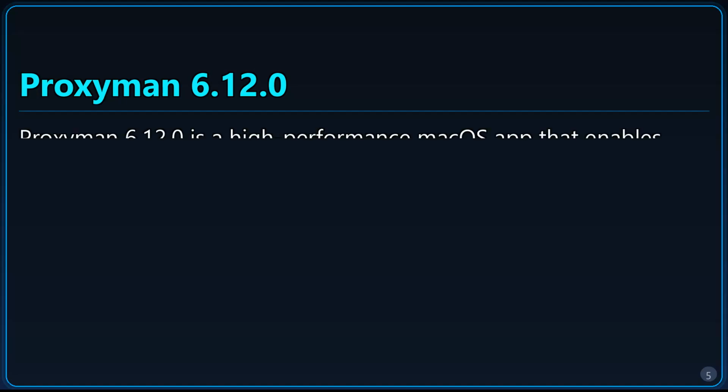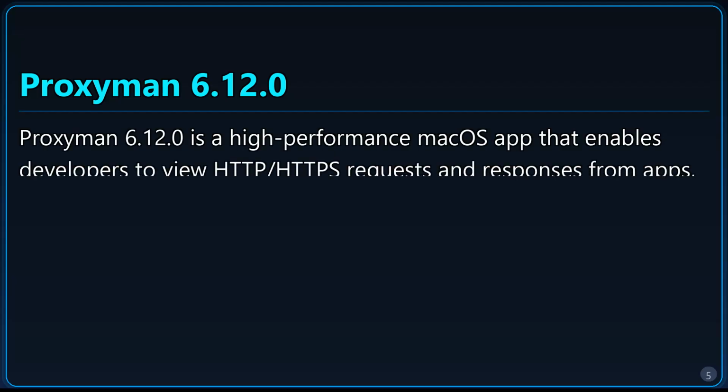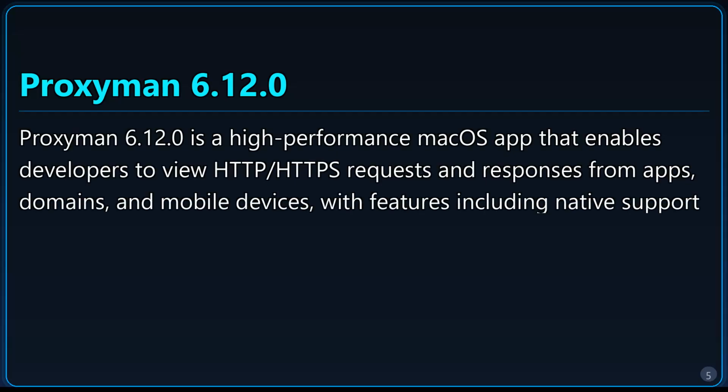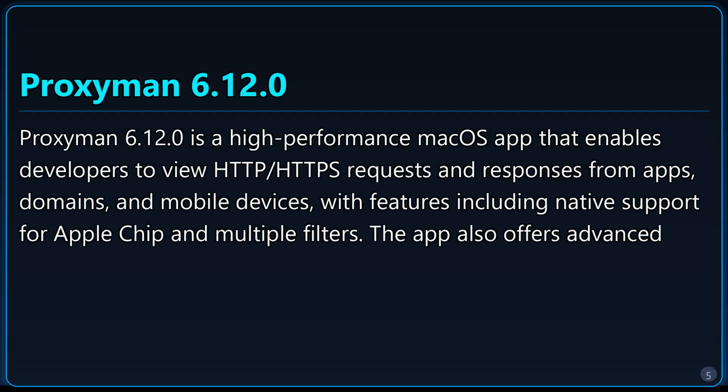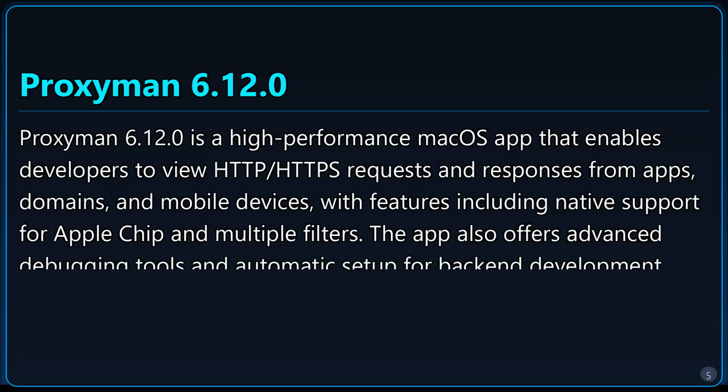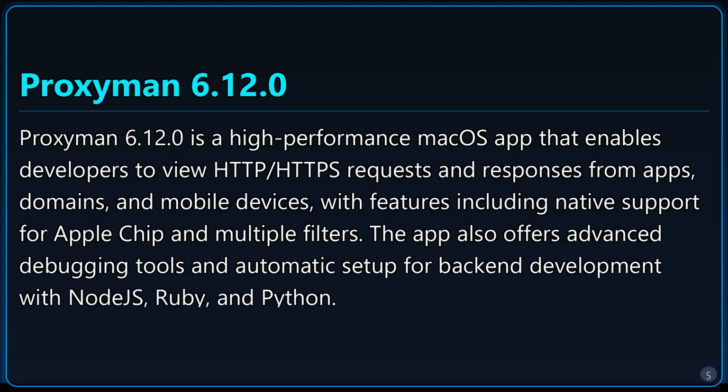Proximon 6.12.0. Proximon 6.12.0 is a high-performance macOS app that enables developers to view HTTP/HTTPS requests and responses from apps, domains, and mobile devices, with features including native support for Apple chip and multiple filters. The app also offers advanced debugging tools and automatic setup for backend development with Node.js, Ruby, and Python.